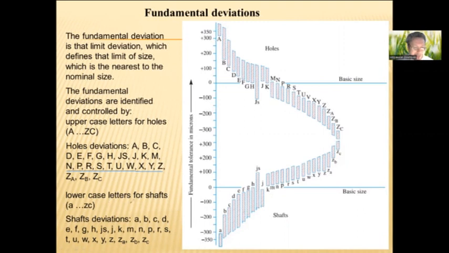Lower case letters for shafts from A to ZC. Shafts a, b, c, d, but letters are small. And you can see on this scheme the tolerance fields and its fundamental deviations for the shaft and for the hole.